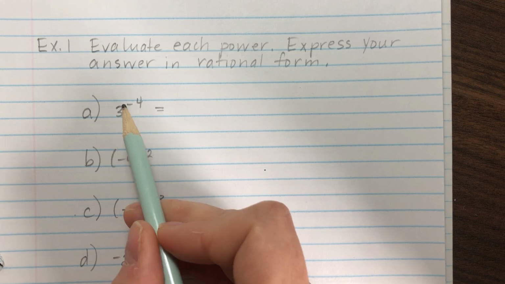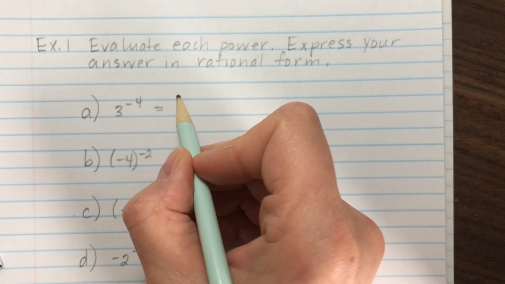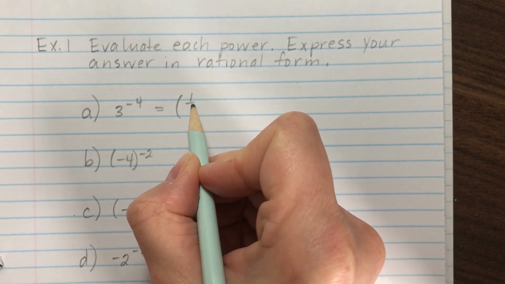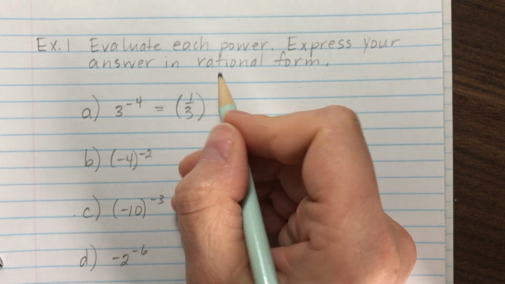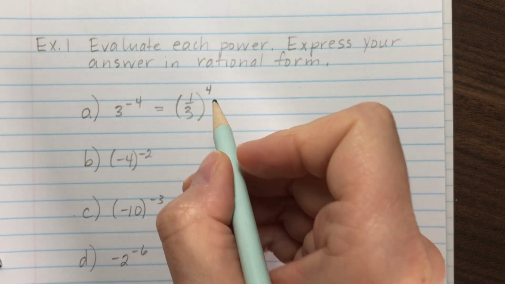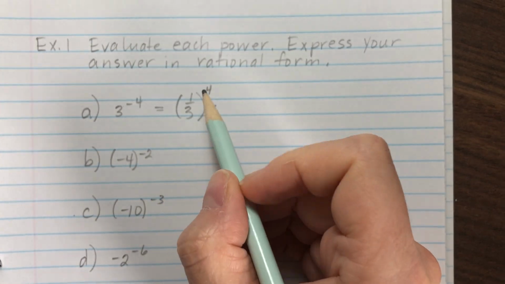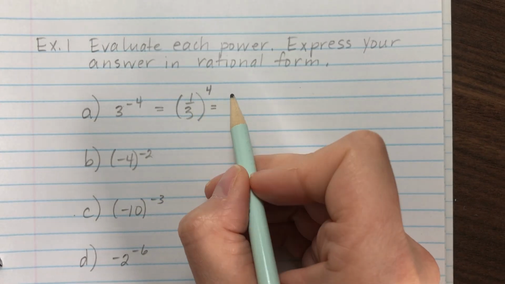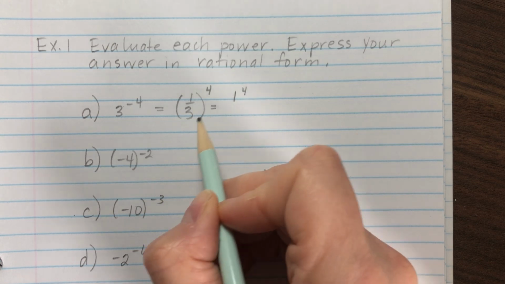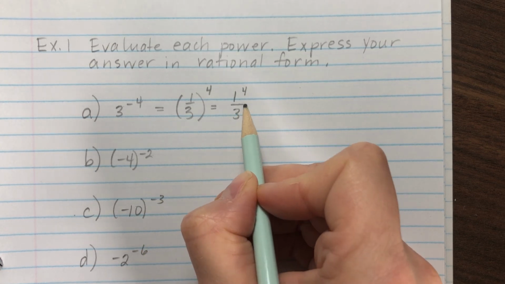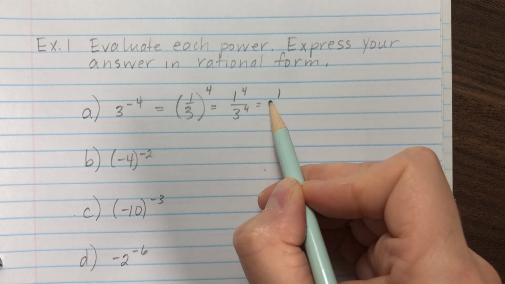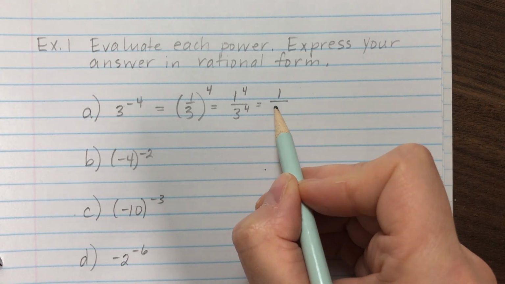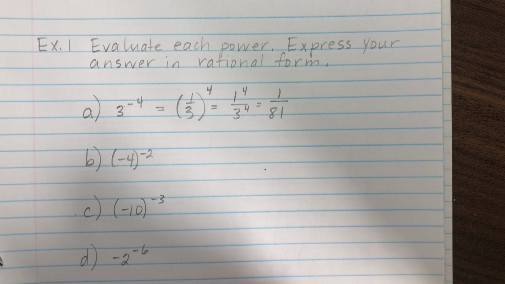So we take the reciprocal of the base. The reciprocal of 3 is 1/3. Okay, and we change the exponent from a negative to a positive. And then we'll end up with 1 to the exponent 4 over 3 to the exponent 4. And evaluating each of these will give us 1 over 81.